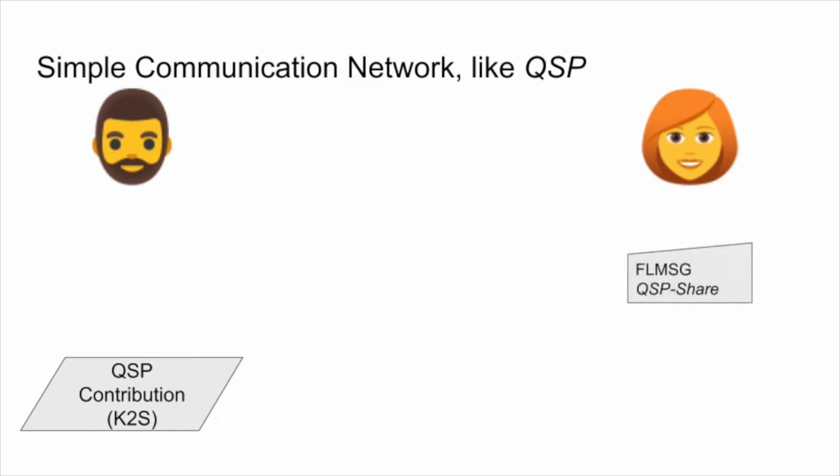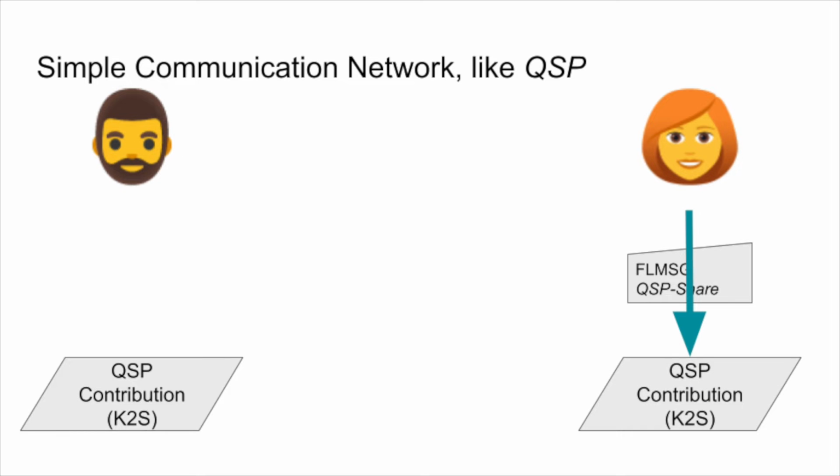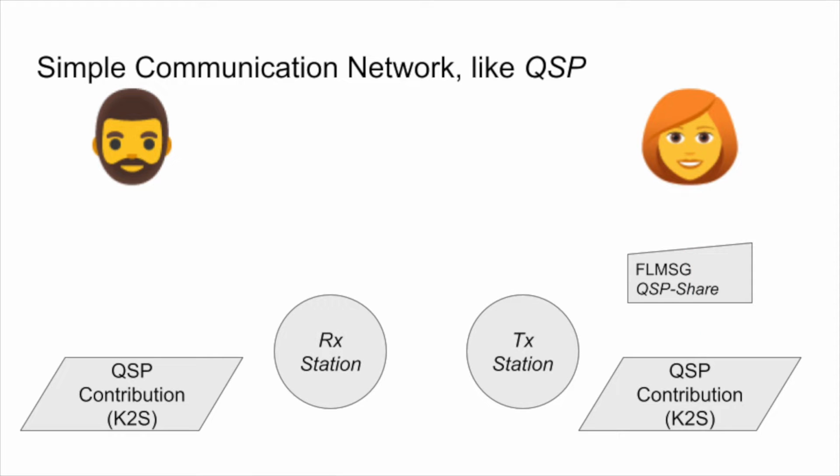To make that work effectively, the contributor is going to use the FLMSG application, the custom form QSP share. That gives her the ability to complete all of the information she's going to submit, formatted for transmission, the K2S file, the very same set of data that the editor needs to read. Now that the K2S file is ready for transmission, the radio operator at the sending station, where the writer is located, is going to need to get that to the editor.